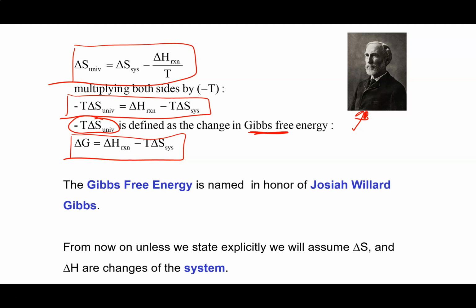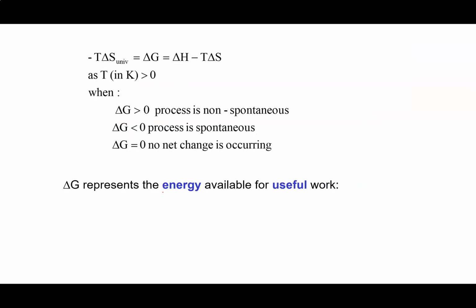So why do we define delta G? What makes it useful, what does it represent, and why is it called free energy? Well, the first thing to recognize is that when we express T in Kelvin, it's always greater than 0. So when we multiply positive numbers and take the minus of that, we get a negative number.